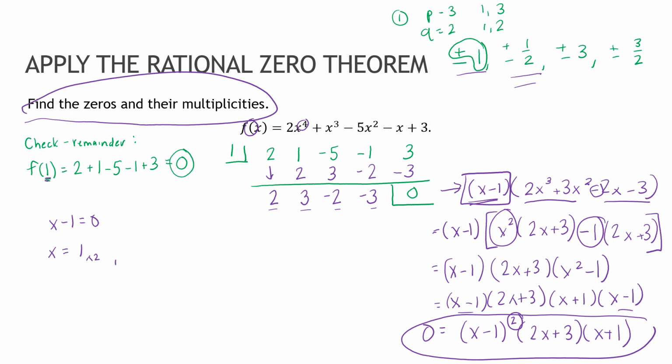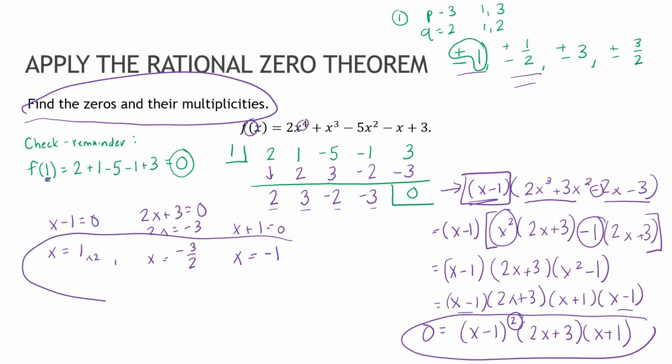And then 2x plus 3 equal to 0, which means 2x is negative 3. X is negative 3 halves, multiplicity of 1. X plus 1 equals 0, so x is negative 1. Whoops, forgot my negative. Negative 1. So here's my answers: 1 multiplicity of 2, negative 3 halves, and negative 1.